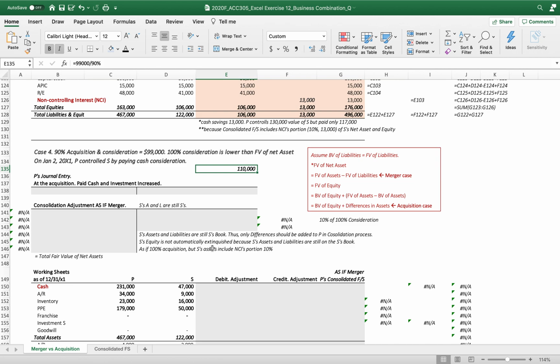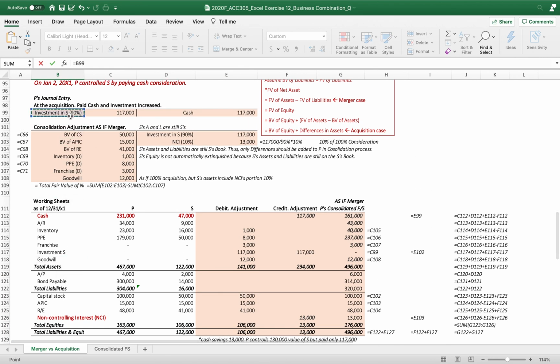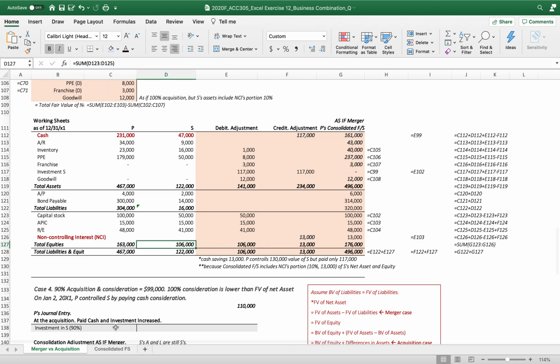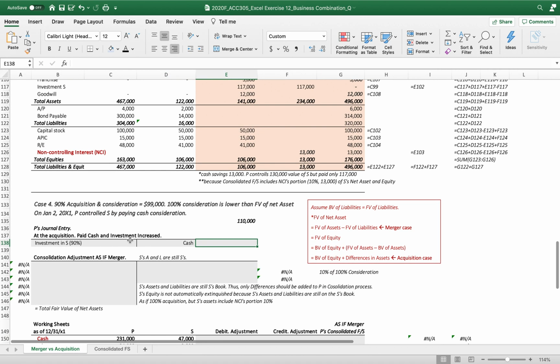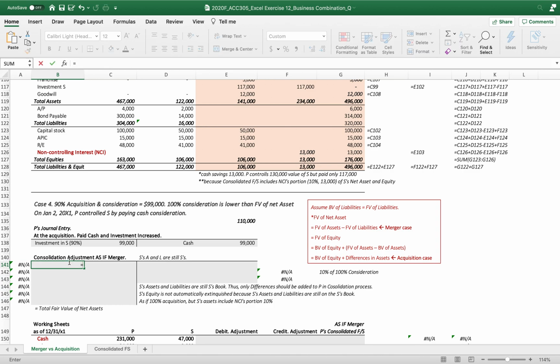So $8,000 is the discounted amount when the P company acquires 90% of the S company. Okay, so how do we record this case? We are using the same names of accounts as the previous one, and the cash amount out. Cash out, how much? Right, $99,000. Then we also have the same procedure in the consolidation adjustment.